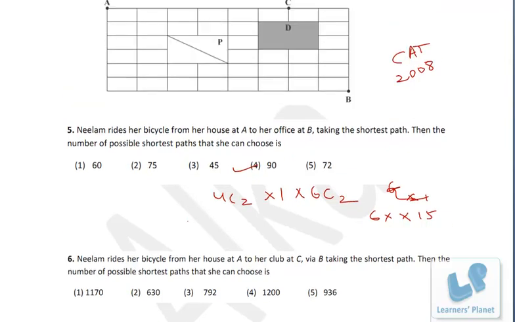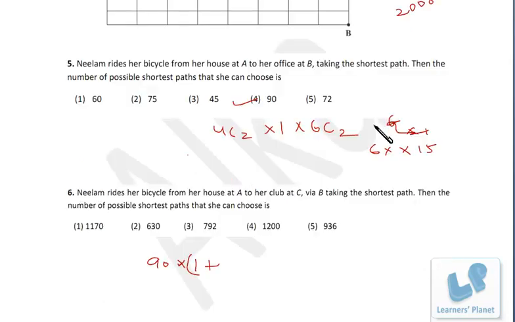After that, the other thing, from B to C. Now if she goes via this corner, there's just one way, just one way for the shortest path. Or the other way is, first of all she goes to this corner, and that means she has to cross how many steps? 1 2 3 4 5 6. So she has to cross this 6 by 1 grid, right? So how many ways will be there?